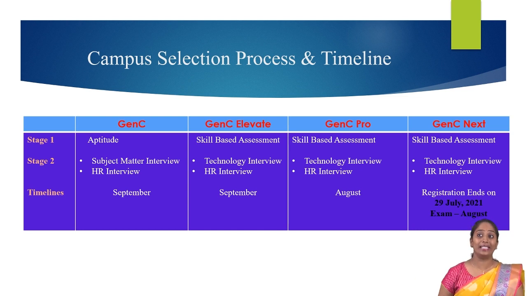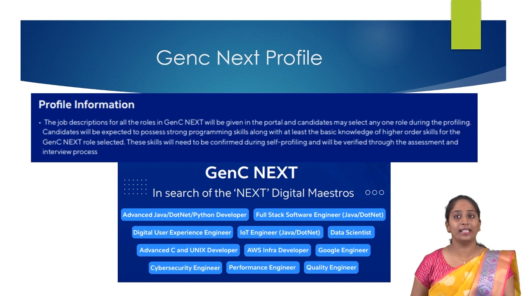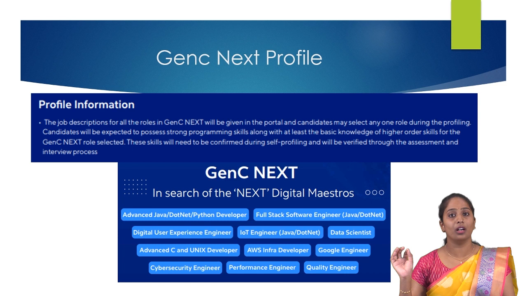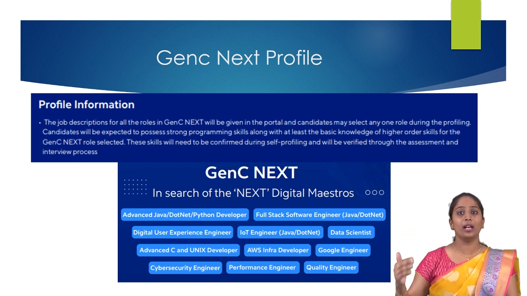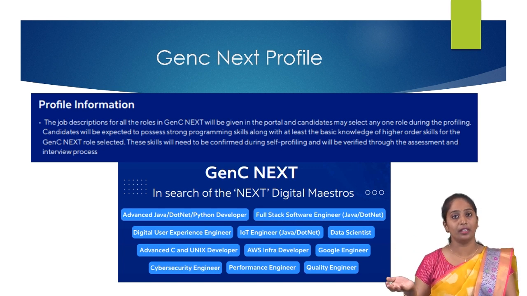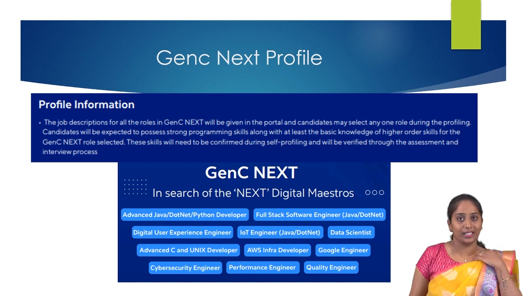So let's see in detail how the GenC Next roles will be. These are the GenC Next roles. You'll be given different roles. When you're registering for GenC Next, you need to select the role there itself. You just have to select which role you are interested in. You can see a number of roles on the screen. You can select any one role in which you are really interested, and then proceed with the exam. So these are the GenC Next roles which are given.